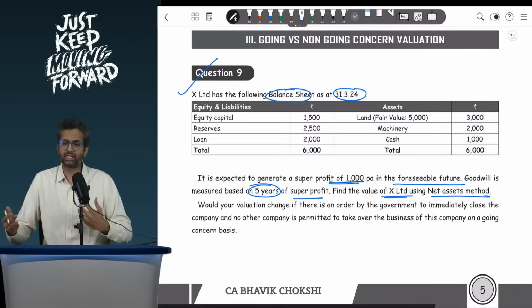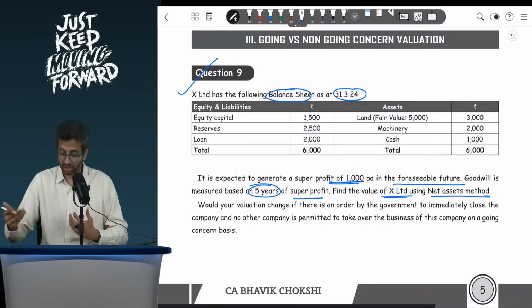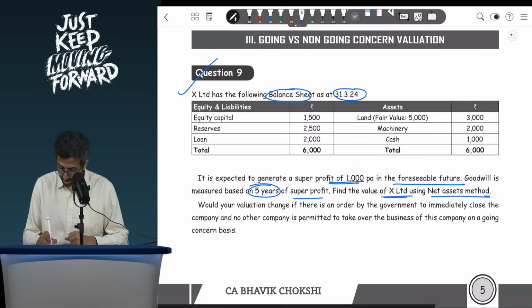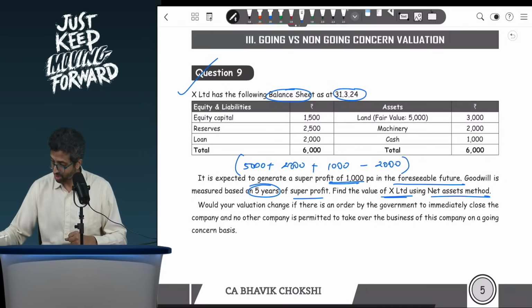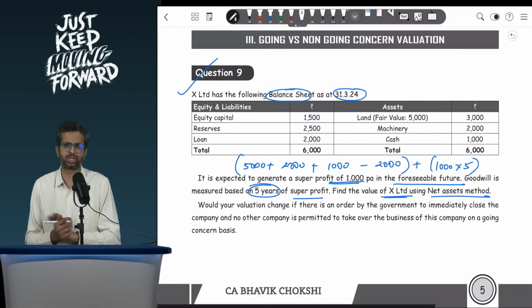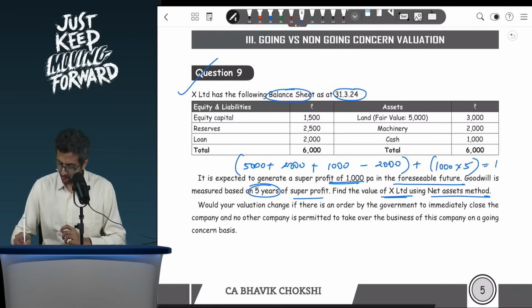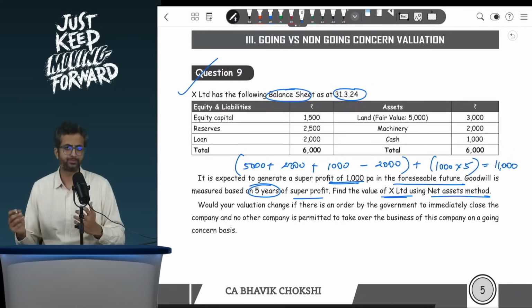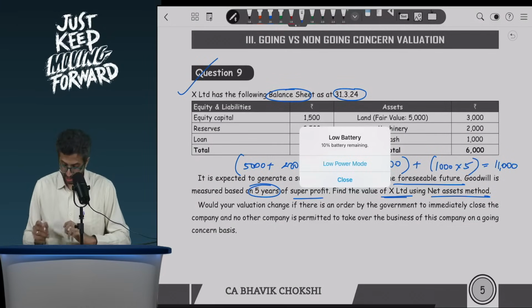So if nothing is given, we will do the valuation considering the goodwill as well. So this will be 5,000 for the land plus 2,000 for the machinery plus 1,000 for the cash minus 2,000 for the loan. So 5,000 plus 2,000 plus 1,000 is 8, minus 2, so that is 6,000. However, there is some goodwill as well. Well, this is measured at super profit into number of years purchase, so 5,000 must be the goodwill value. And hence, if I total all of this, it will come to probably 11,000. So this must be the value of my company.